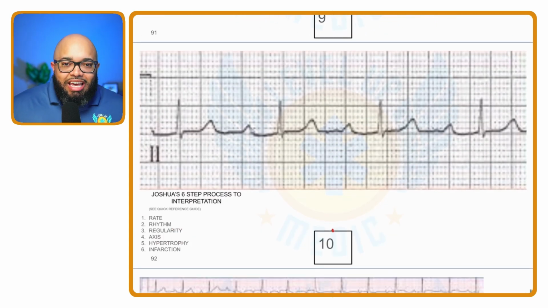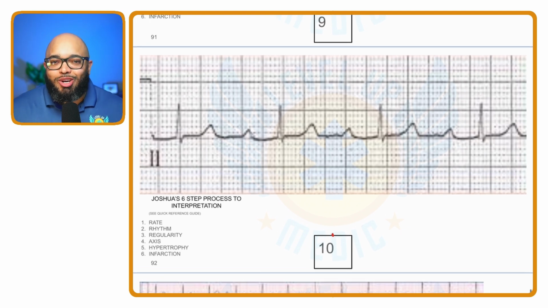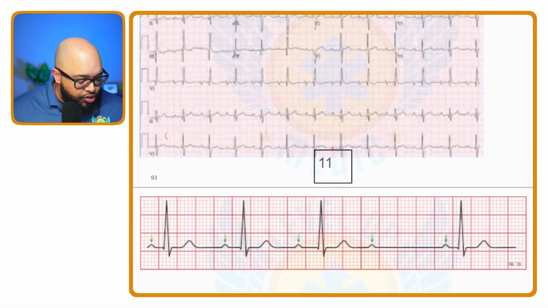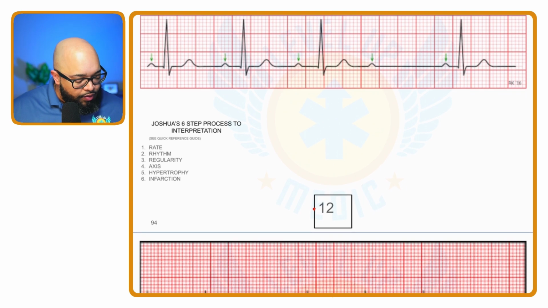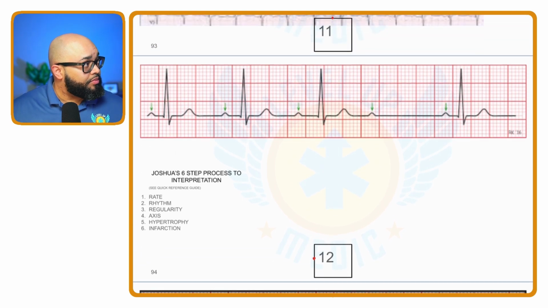I want you to do number 10 on your own. And there again, the answer key is at the end for you, but I'm just doing this for the sake of time, and I'm showing you a variety of rhythms. I'm going to skip 11 as well. Let's go to number 12.